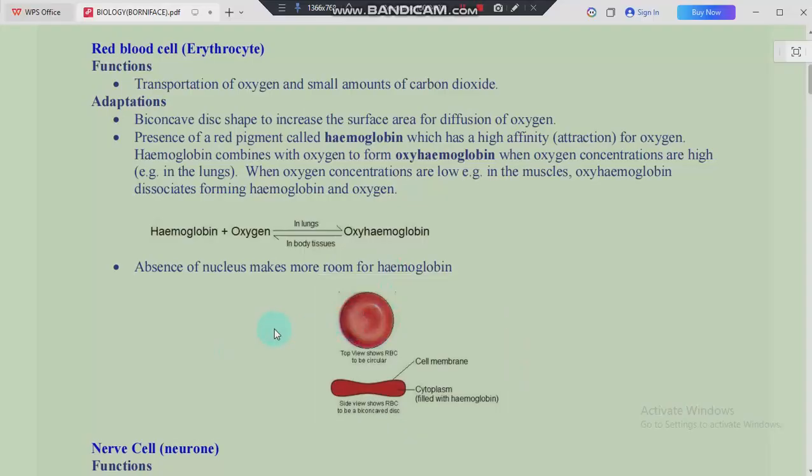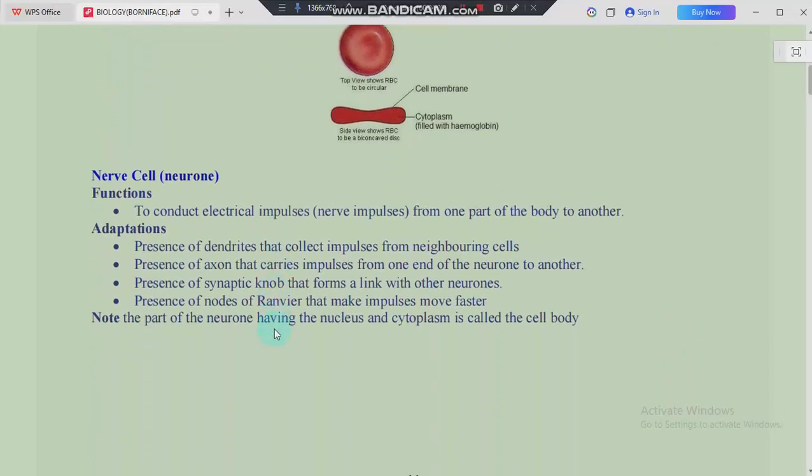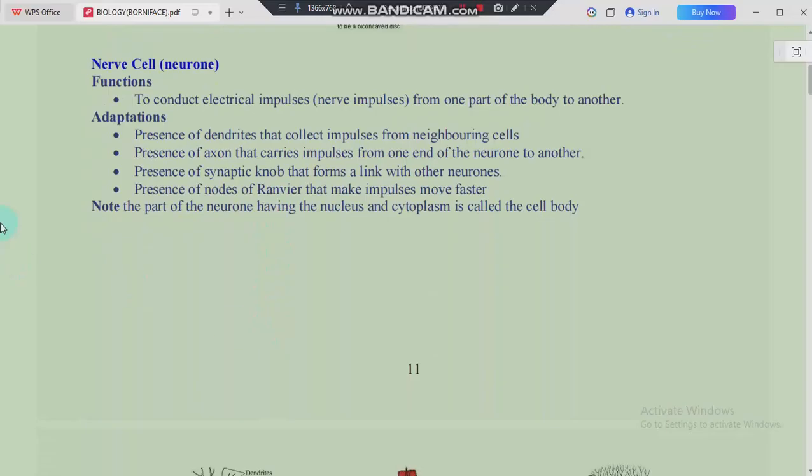So let's move on to another specialized cell. Another specialized cell that we have is the nerve cell. This nerve cell is also known as a neuron. So what is the function of the neurons? The function of the neurons is to conduct electrical impulses or nerve impulses from one part of the body to another. Now, what adaptations, what features do these neurons have to perform their function?